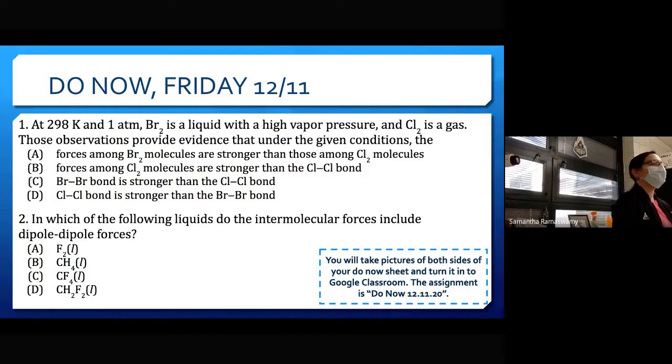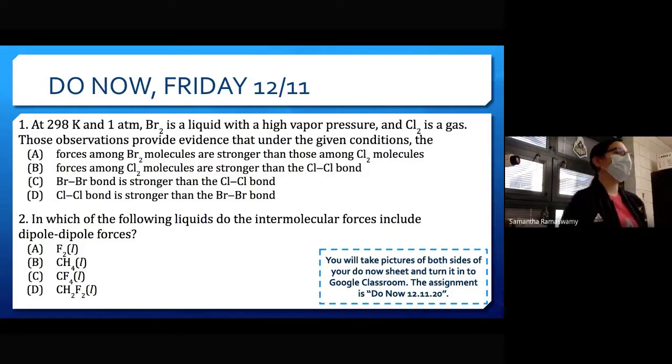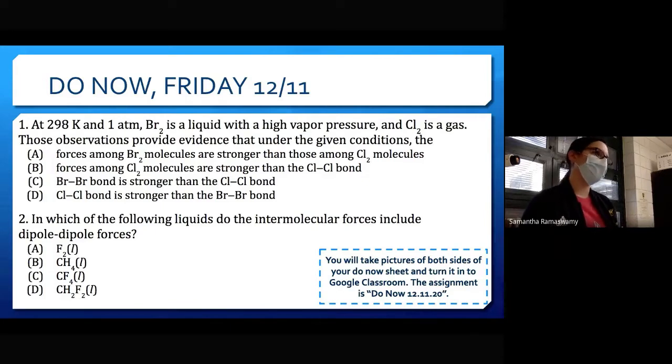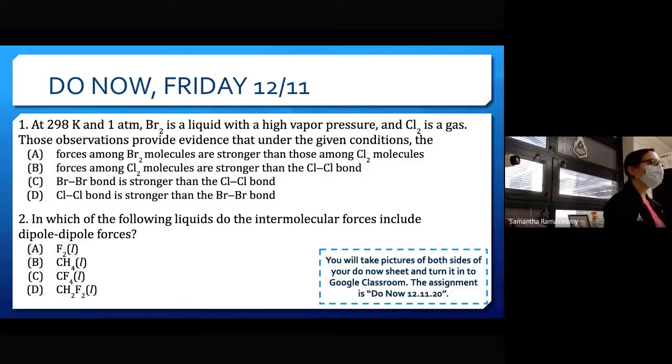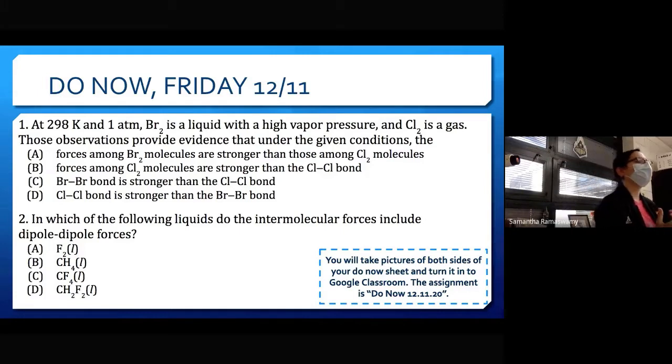Number 2, in which of the following liquids do the intermolecular forces include dipole-dipole forces? So remember, dipole-dipole forces will only be exhibited in a polar molecule. Well, if you take a look at all of your options, any of them that are nonpolar, you can cancel out, or you can eliminate those. F2 is nonpolar. It's perfectly symmetric. CH4 is nonpolar, perfectly symmetric. CF4 is nonpolar, it's perfectly symmetric. That only leaves us with CH2F2. And so for number 2, our only option is D. So 1 is A, 2 is D.